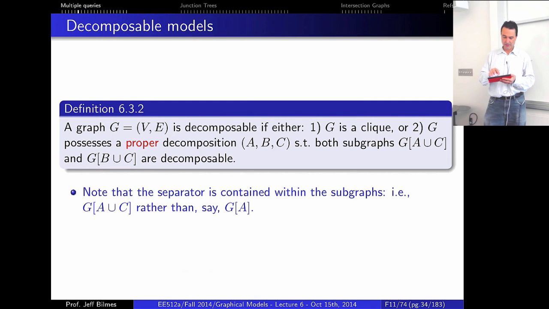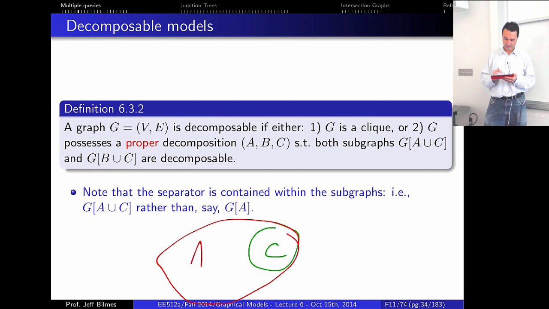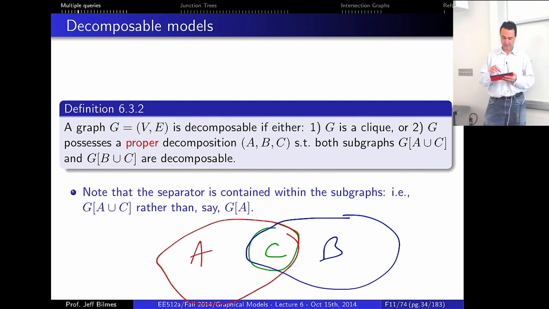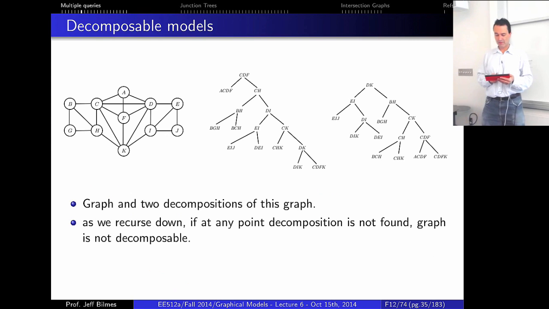The picture to think about for a decomposable graph is that we have C, which is a clique, and then we have two pieces: A over here, and B over here. It has to be the case that both A union C and B union C are also decomposable. And it makes sense because there's a base case. We'll look at these again.